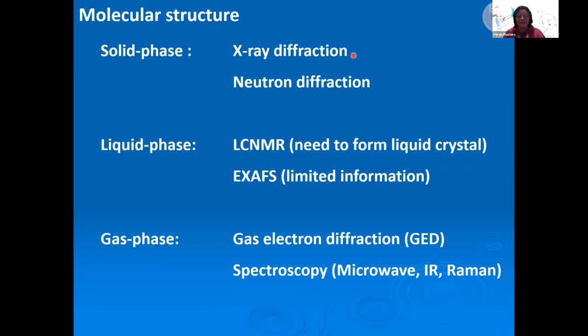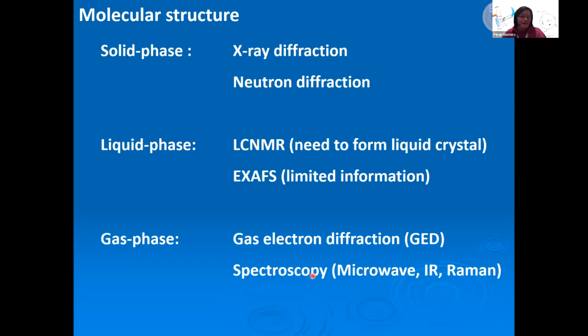And then for the gas phase, there are a few groups around the world who do gas electron diffraction, and I'm one of them. Those of you who know me will know that I'm unique. And in terms of gas phase chemistry, we're quite rare as well. There's not very many of us around. And then there are also obviously lots of spectroscopic techniques that you can use as well, and these will be familiar to many of you.